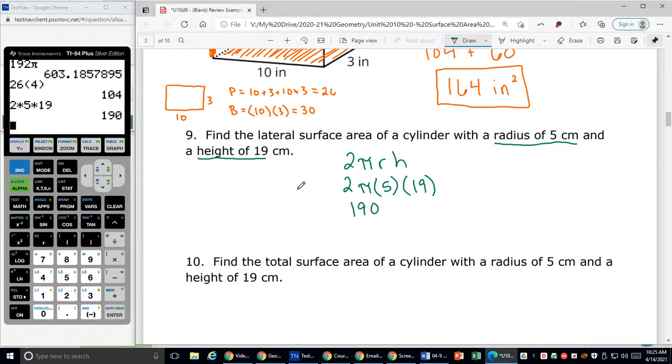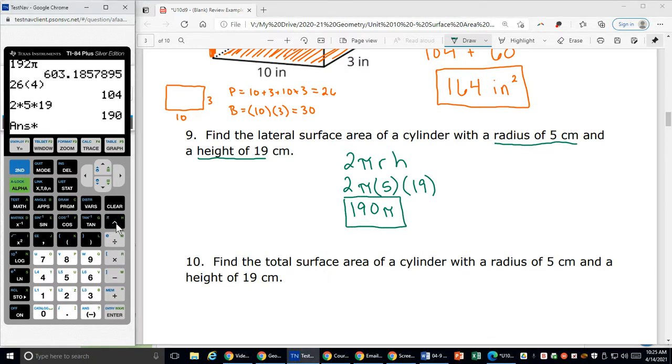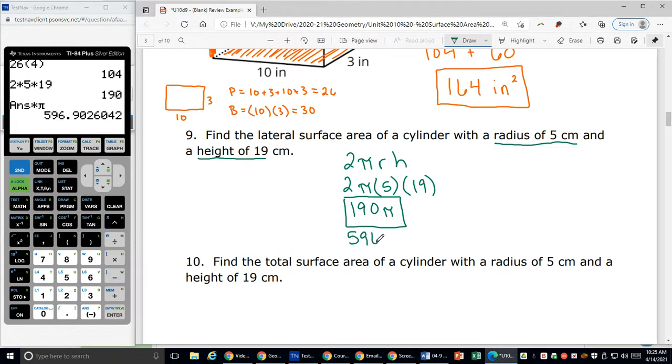190. Notice I didn't put a pi in the calculator, so that means I still need to write it here. This is my exact answer. My approximate answer, I need to multiply that answer times pi, 596.903 when I round correctly. Oh, I didn't put any units. We are centimeters and we're area, so these should both be centimeters squared.